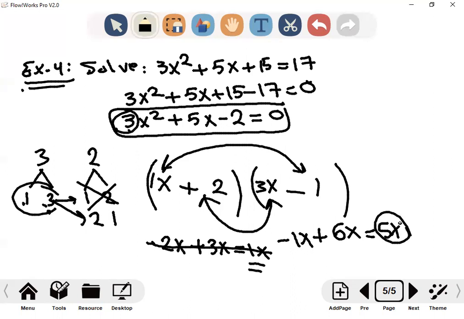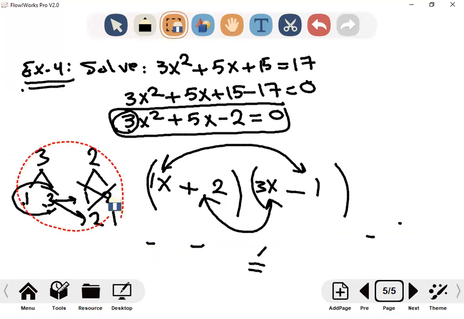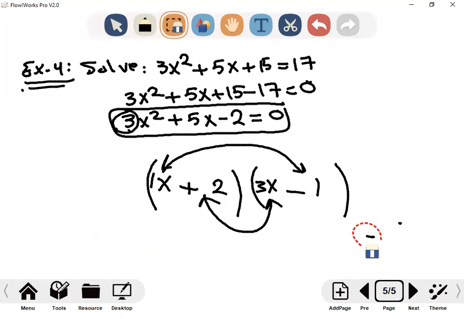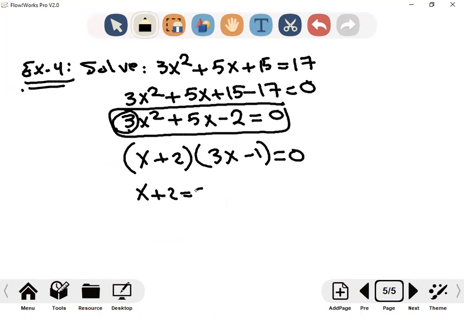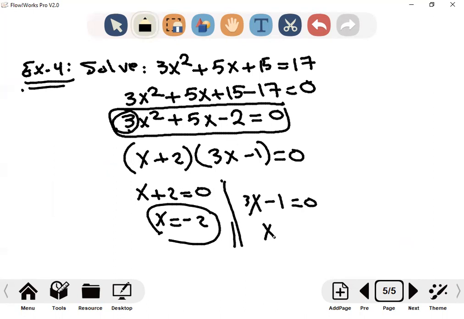This choice is correct. What will you do now? You will take this and erase all of this. You don't need it. Okay? Memorize it. X plus 2, 3x minus 1, right? X plus 2, 3x minus 1 equal 0. Do the same steps now. X plus 2 equals 0, x equal negative 2. And here 3x minus 1 equals 0, x will be 1 over 3.